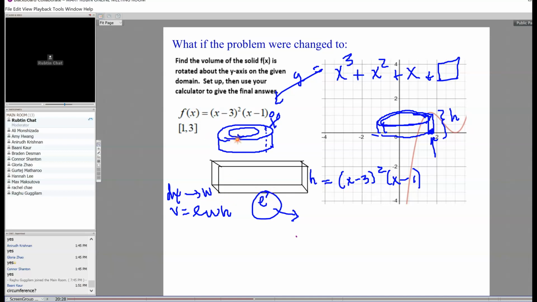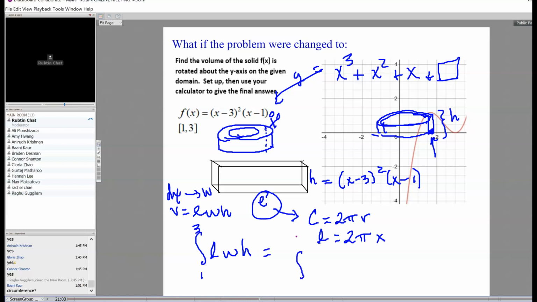That length is the circumference of this circle, which is simply pi. Just kidding, there's a pi in it. I didn't want to write that. I wanted to write this: 2 pi r. Well, in this case, r is just my x. So the length is going to be 2 pi x. So I'm integrating the length times the width times the height. I'm not even changing my interval. I'm still going from 1 to 3.